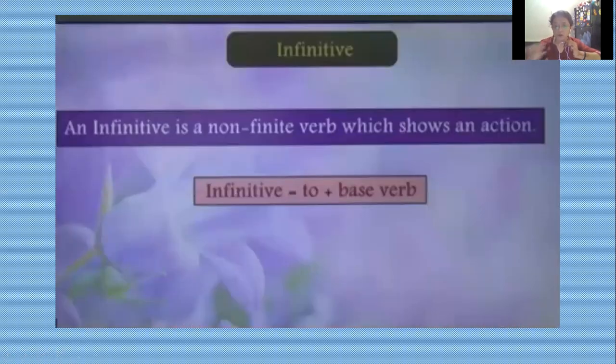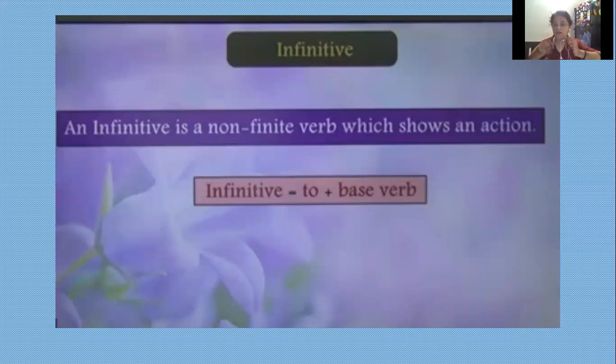So infinitive is what? An infinitive is a non-finite verb which shows an action. What does it show? It shows purpose, it shows intention. Even sometimes it shows future reference also. It shows potential. It shows future reference also, what you are going to do in the future. We can also say that we wish to state an aim or purpose.